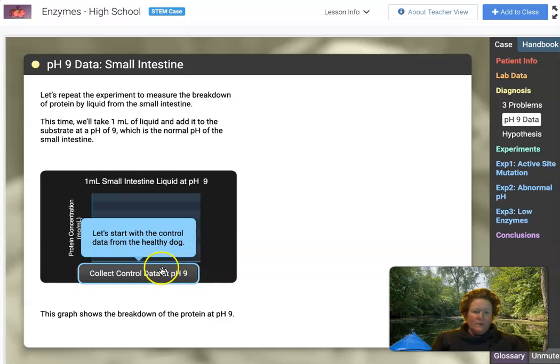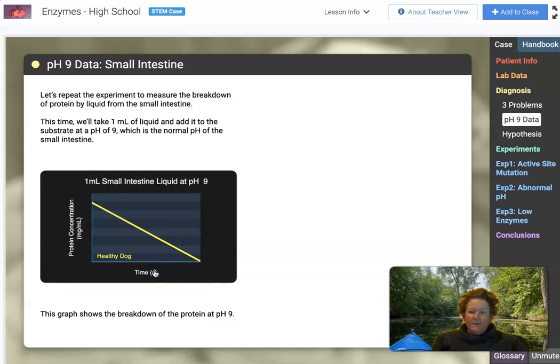This graph shows the control data of a healthy dog breaking down substrate at pH 9. Now here's Claire's data. And remember, if we're breaking down substrate, the concentration of substrate should go down. So the healthy dog is breaking those proteins, or whatever they're supposed to be breaking down, proteins, carbohydrates, or lipids, down efficiently here. Claire is not breaking them down very efficiently. Her line is more shallow. It doesn't have the steep slope that this one does.